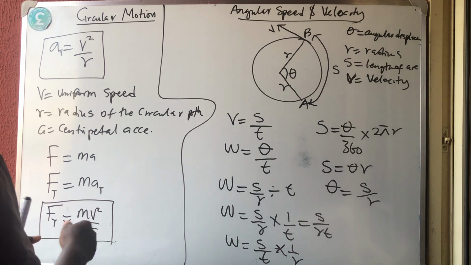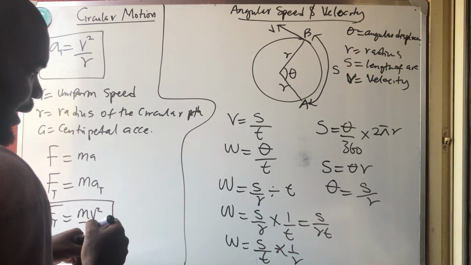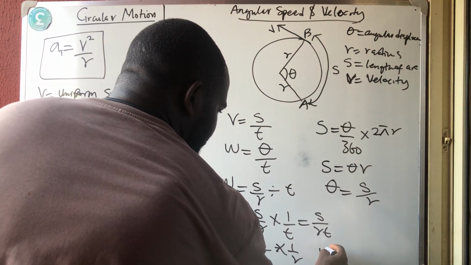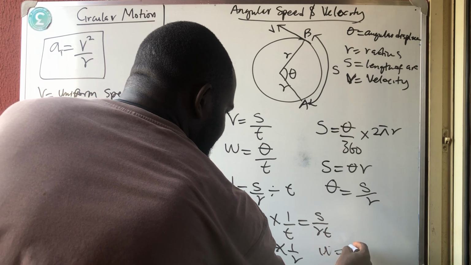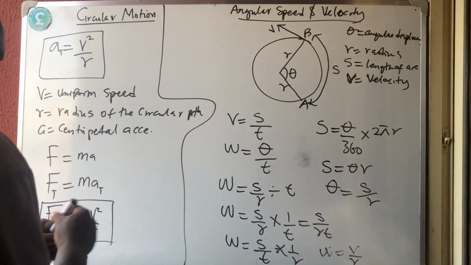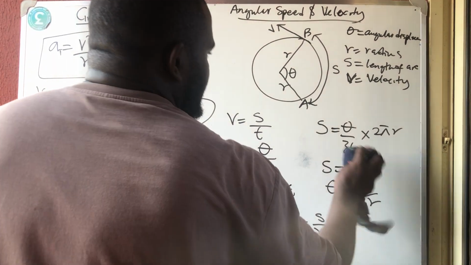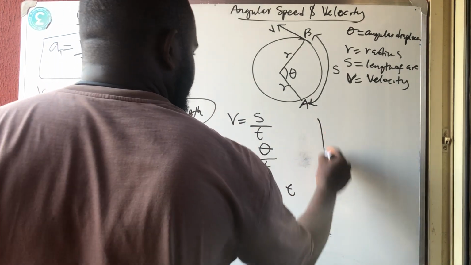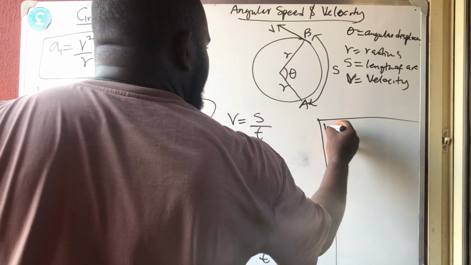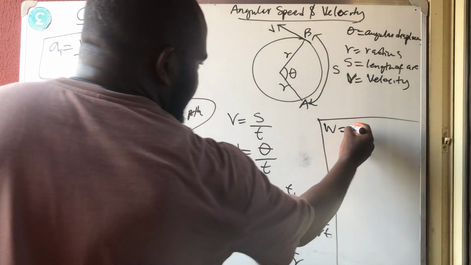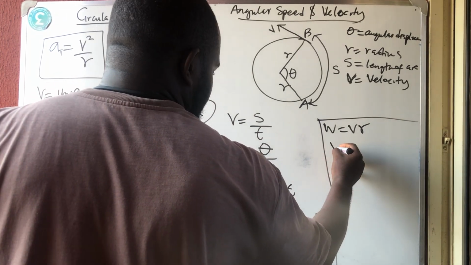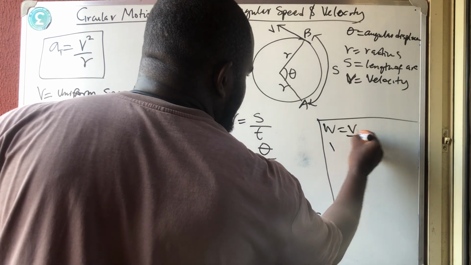Okay? But I know that s over t, distance over time, means velocity. So therefore, my angular velocity is my linear velocity divided by r. Okay? Let me write it very well. So my w is now distance over time, which is velocity, times 1 over my radius. So my linear velocity divided by my radius r.